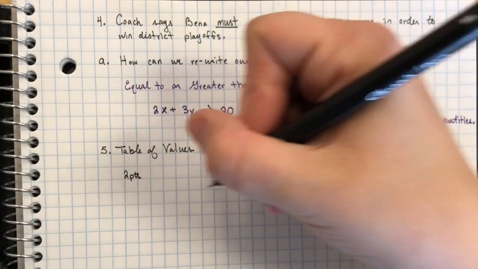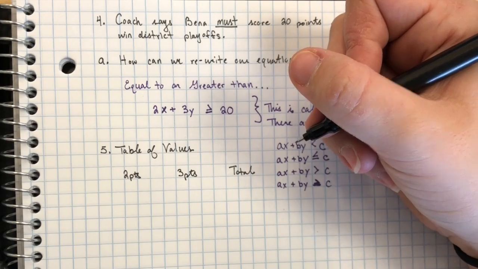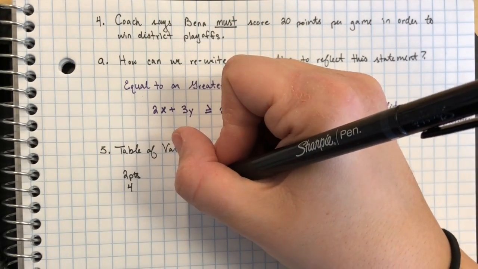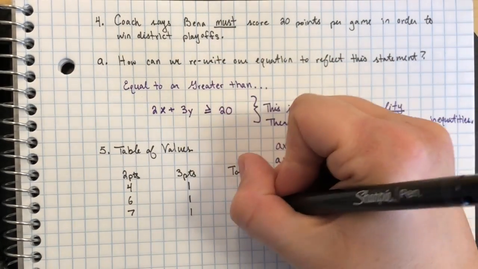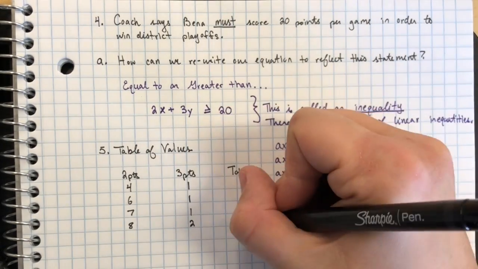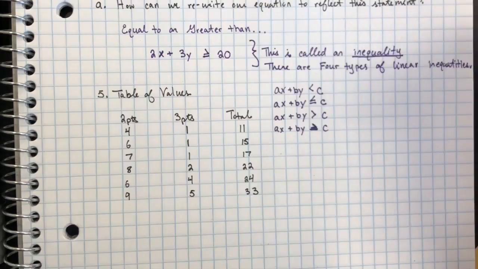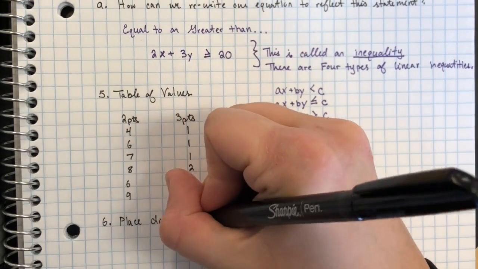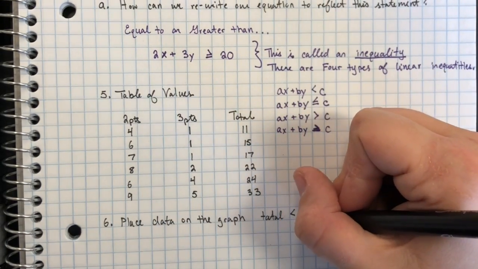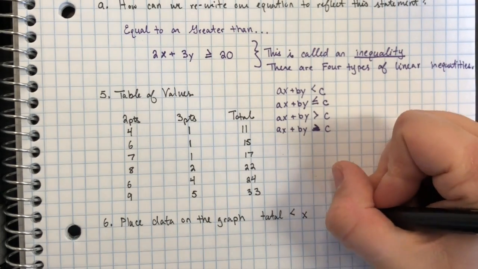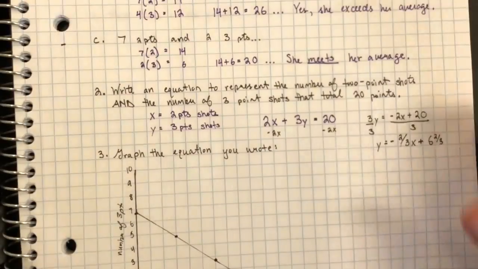Number 5 gives us this table of values. If she scores 2-point shots and 3-point shots and the total number of points she scores, we're just going to list these potential combinations of shots. Now these were provided by the book, so I'm just giving you the table. And then the question asks us to place the data on the graph so that if the total number of points scored is less than 20, then we put an X on that coordinate. And if it's greater than or equal to, we put a dot on that coordinate.